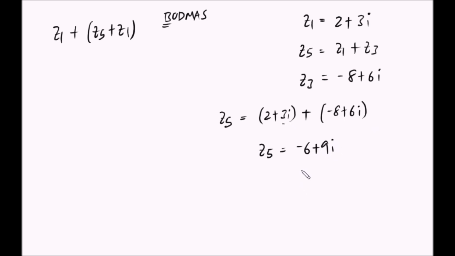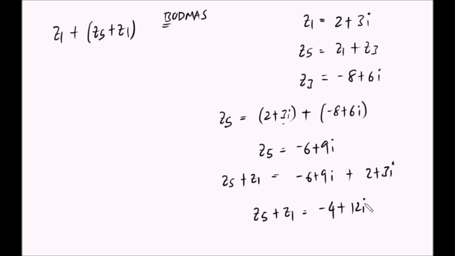So this is z5. Now I need to find z5 plus z1. So you can see that z5 plus z1, negative 6 plus 2, you get negative 4 in real part. 9i plus 3i, you get 12i.